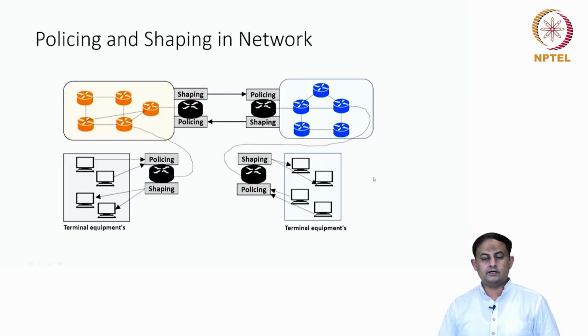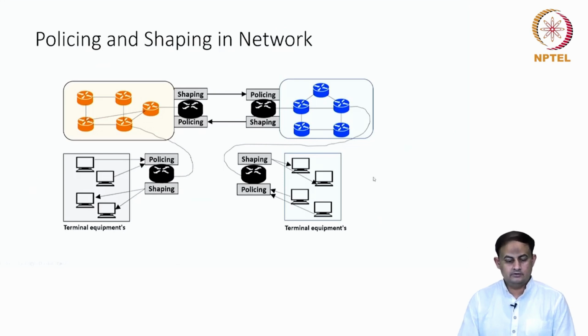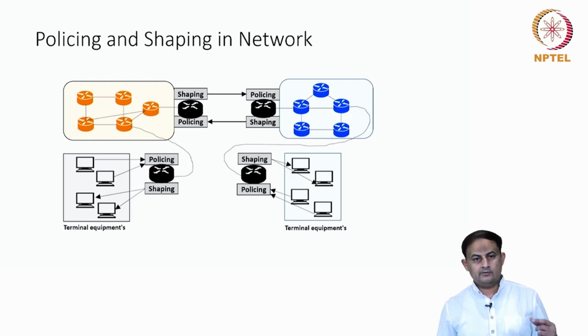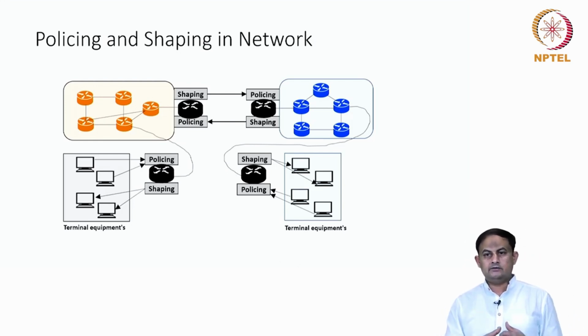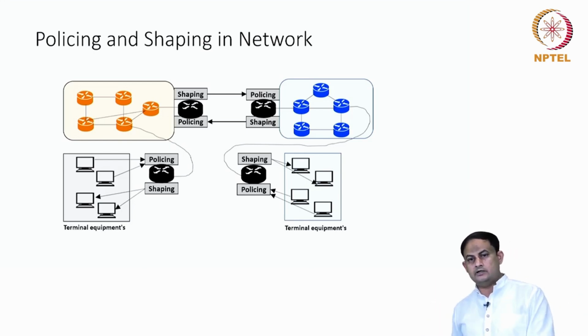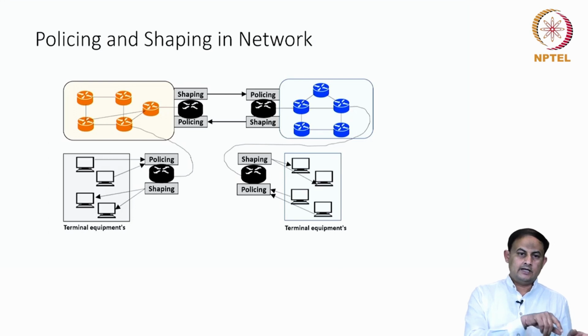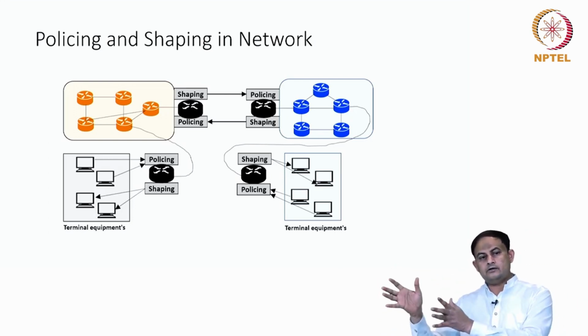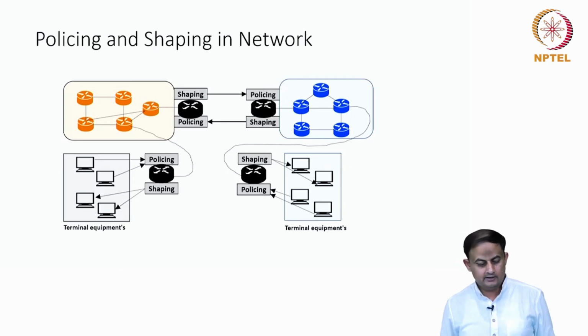So, here is a picture which is showing where exactly in the network the policing and shaping actions are taking place. As I said, every time a router receives packets or traffic from either the end user or the network, the policing action is required, and every time a router is sending traffic to some other network, shaping is required.